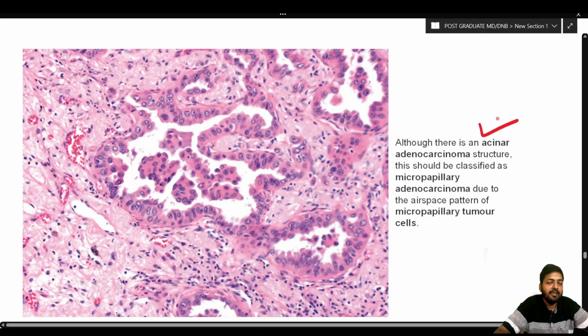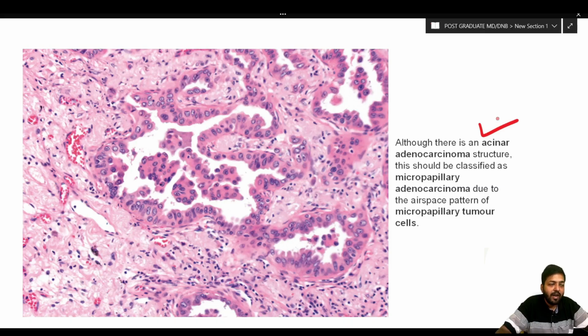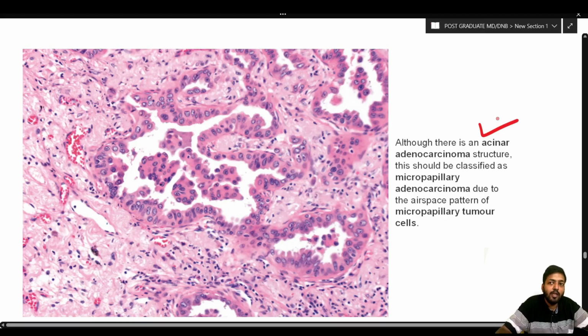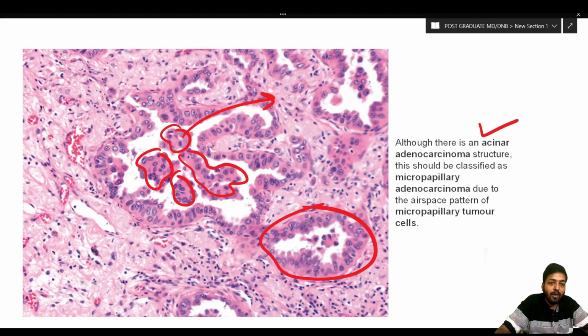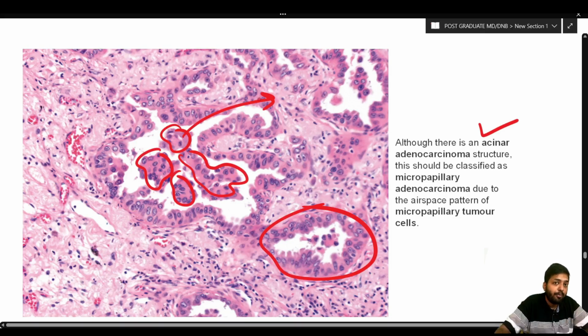Now sometimes you will have multiple patterns present within an adenocarcinoma. So for example, you have acinar and papillary patterns, but along with that you also see small micropapillary areas. Okay, in this situation we should classify it as micropapillary, even if the acinar pattern is more predominant. Why? Because the presence of even a very small amount of micropapillary carcinoma portends a very poor prognosis for the patient.